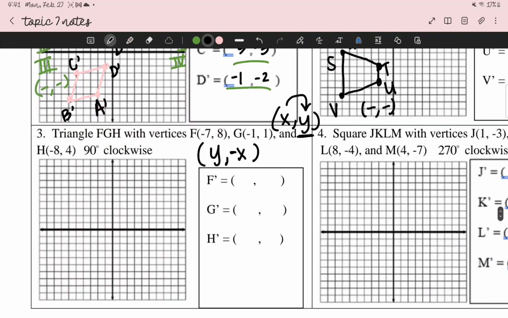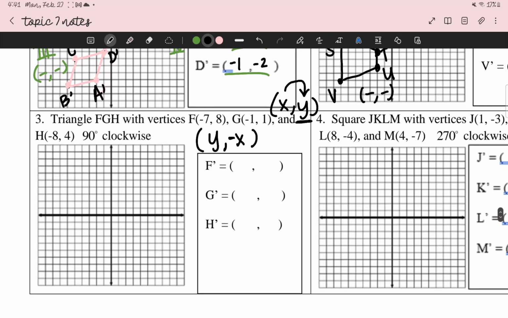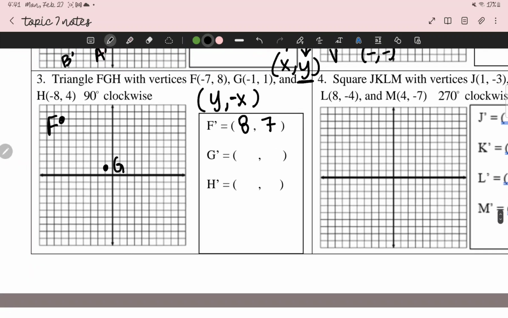Okay, alright. So, swap them out and make the x its opposite. Okay, so I'm going to swap them out. So 8, 7. So let me go here. I have negatives and positives. -7, 8 is up here. -1, 1 is here. And then -8, 4 is here. This is my original figure.